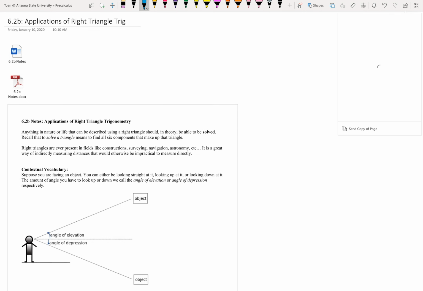So 6.2b will be all about the applications of right triangle trig. In 6.2a, we refreshed our memories on SOHCAHTOA, on how we can use these trig ratios to solve for a missing side or missing angle. So today we'll just be doing the same thing, but in the context of a story.